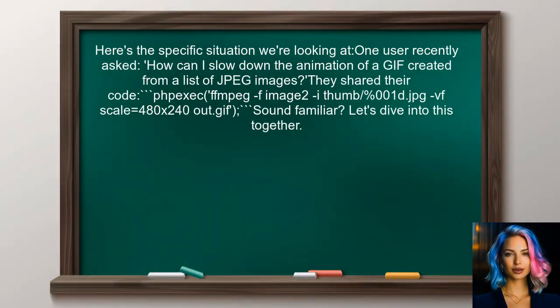Here's the specific situation we're looking at. One user recently asked, "How can I slow down the animation of a GIF created from a list of JPEG images?" They shared their code, which works fine for creating the GIF, but they want to adjust the speed. Sound familiar? Let's dive into this together.